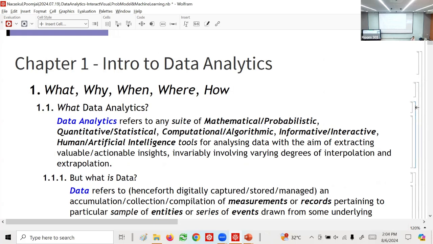By the way, have any of you done programming with maybe Python? You have, right? What do you use for your IDE? Jupyter Notebook?